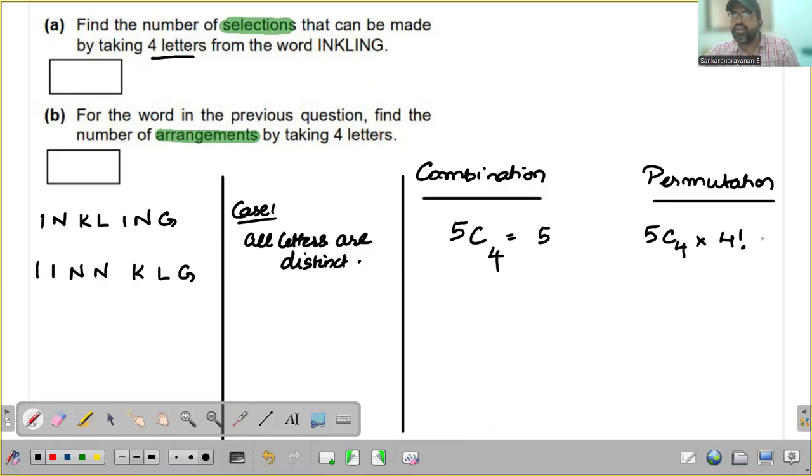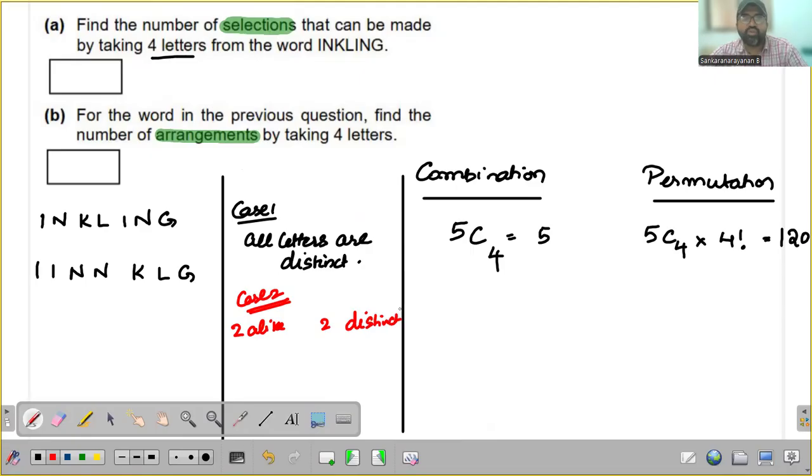5C4 into 4 factorial when you do, it is basically 5 into 4 factorial. 4 factorial is 4 3s are 12, 12 2s are 24. 24 into 5 when you do, you can say the number of words that can be formed by arranging them, that is coming as 120. So this is case number 1, where all the 4 letters are distinct. Now let us focus on case number 2. Case number 2 says 2 are alike and 2 are distinct. So I shall write 2 alike, 2 distinct.